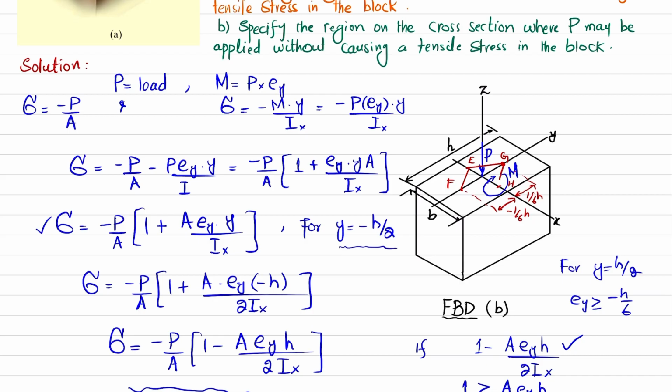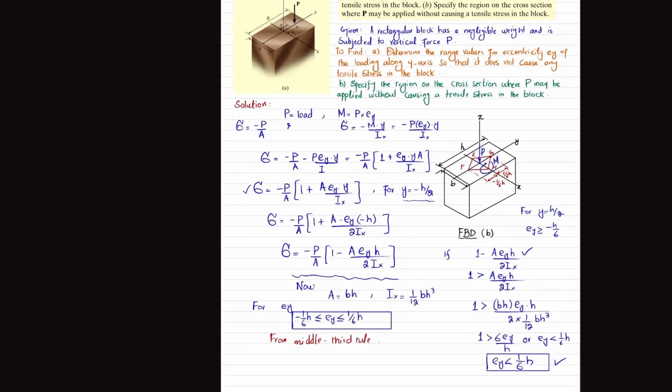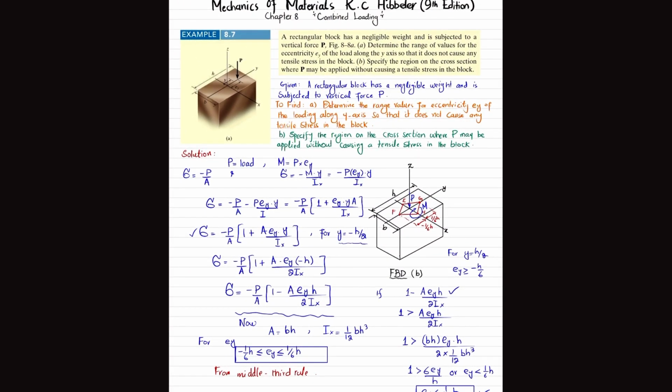This parallelogram is the region where this load can be here, here, or anywhere within this parallelogram region. So when you apply this load P, it will not produce any tensile stress in this block. And this was all about this example 8.7.